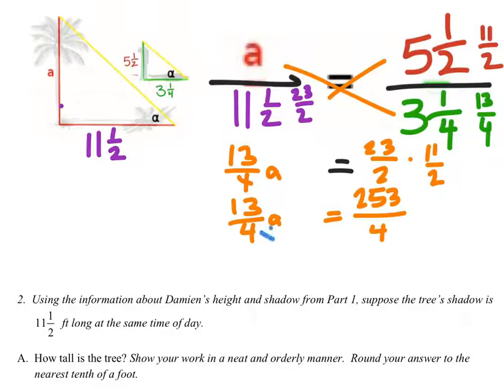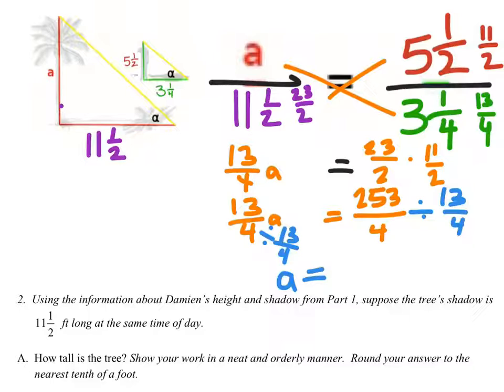Now from here, I don't want 13/4 A, I just want 1A. So I would divide that by itself to make it a 1. 13/4 divided by 13/4. So 253/4 divided by 13/4. Now again, this is something that I can put directly into my calculator. 253/4 divided by 13/4. And what does this give me here?